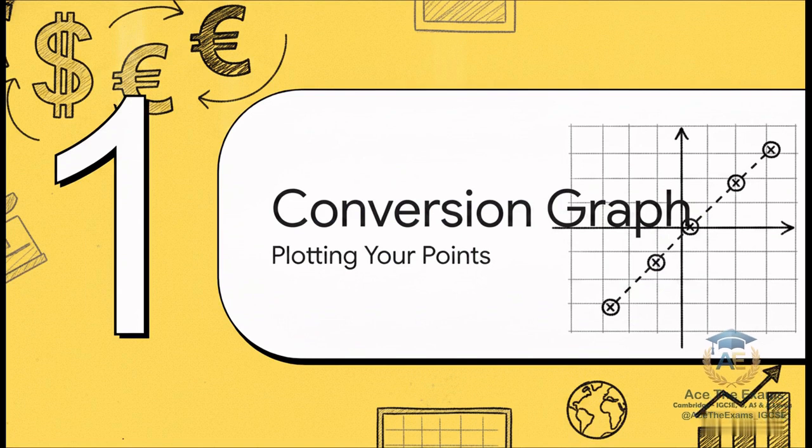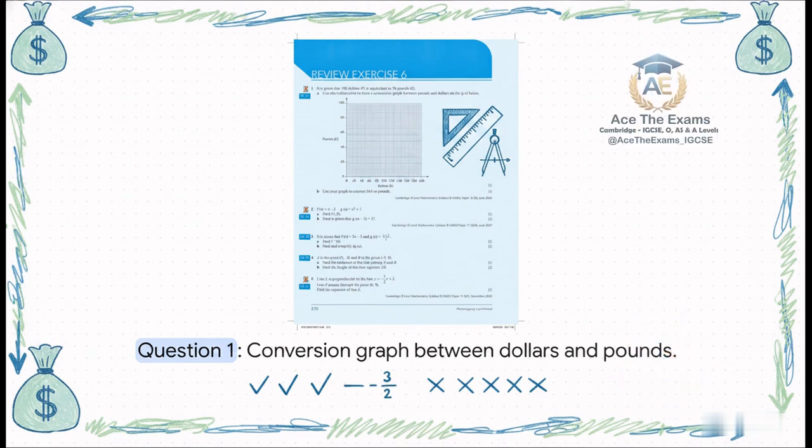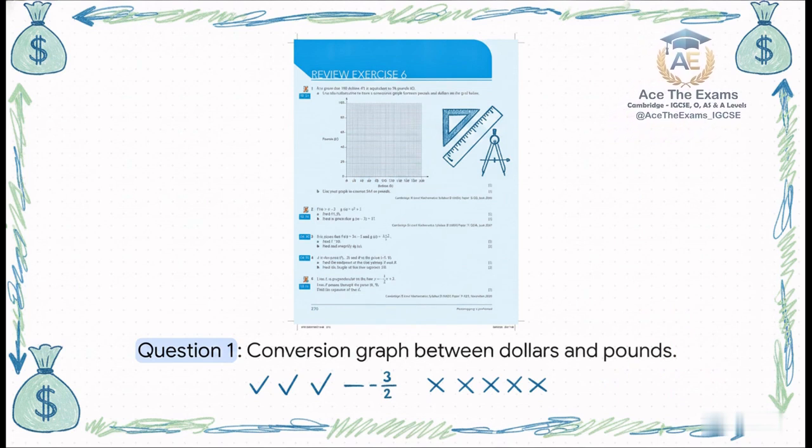Section 1. Real-world conversion graphs. Plotting your points. Let's hit the track. Let's start by looking at visual data representation and scaling. Question 1, pulled directly from the paper, gives us a very specific, real-world command. It is given that $100 is equivalent to 56 pounds. Use this information to draw a conversion graph.